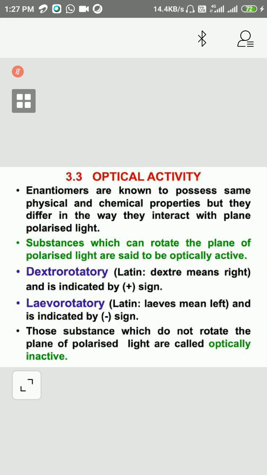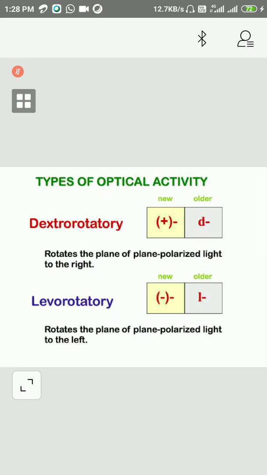Dextrorotatory is made up of the Latin word dextra, meaning right, and it is indicated by a plus sign. And levorotatory is made up of laevo plus rotatory. Laevo means left, and it is indicated by a minus sign. Okay? And any substance which cannot rotate the plane polarized light is called optically inactive.